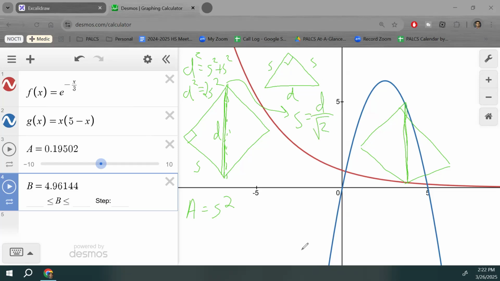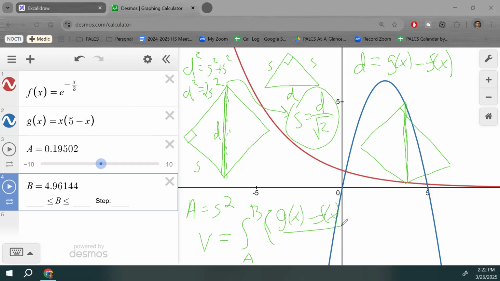The diagonal in this case is g of x minus f of x. The volume formula is going to be the integral from a to b of s squared. So s is d over root 2, d is g of x minus f of x over root 2, whole thing quantity squared. Now you could square the square root and just make it all divided by 2.